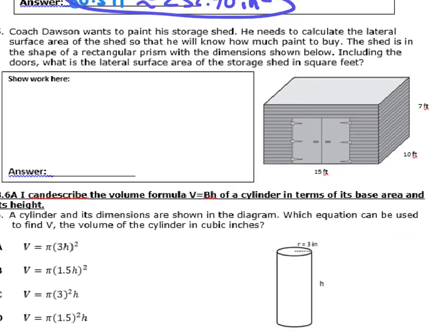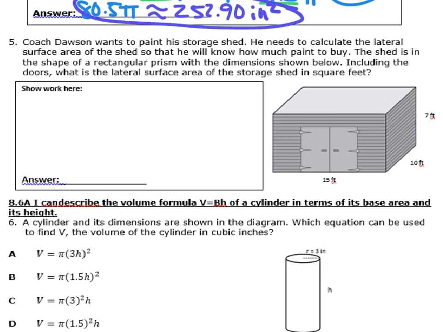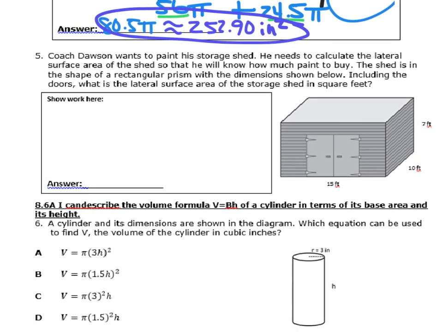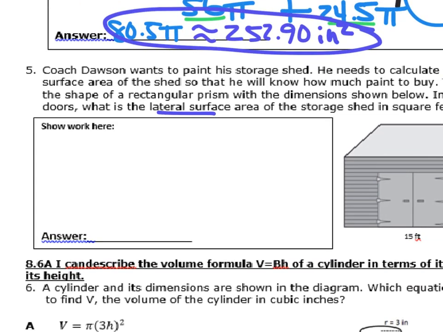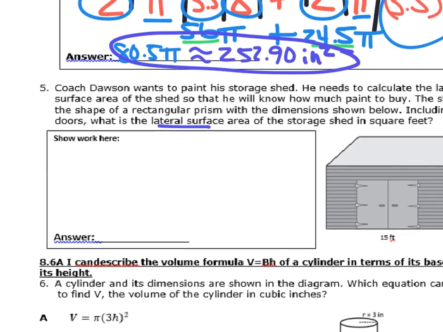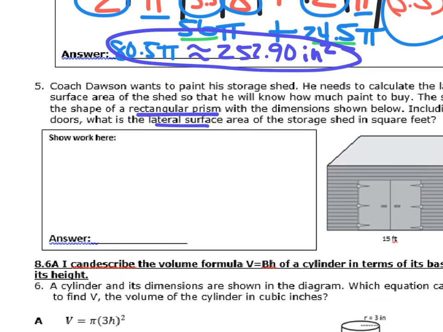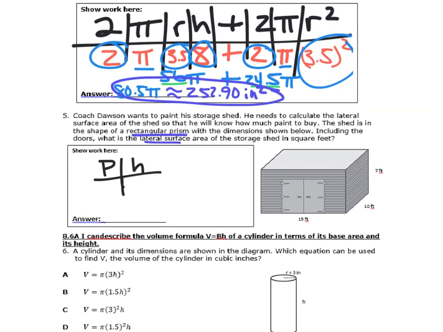So this time it just wants the lateral because he's going to be painting just these walls, including the doors, and then the other two that we cannot see on the other two sides. But he's not going to be painting the floor, and he's not going to be painting the ceiling. So it's just going to be the walls, that's lateral. And it even specifies for us lateral surface area. So it was a rectangular prism. So my formula is just PH, where P is the perimeter of the base and H is the height.